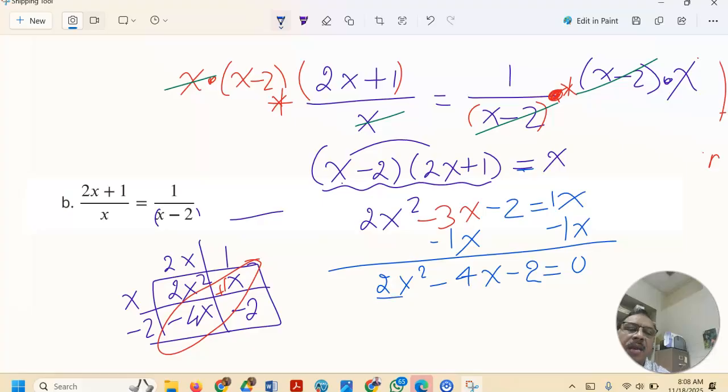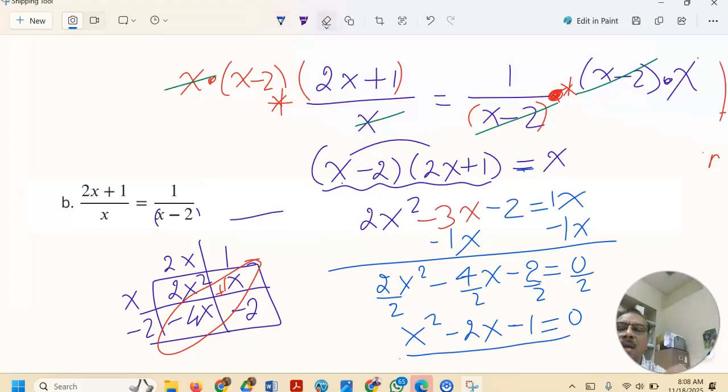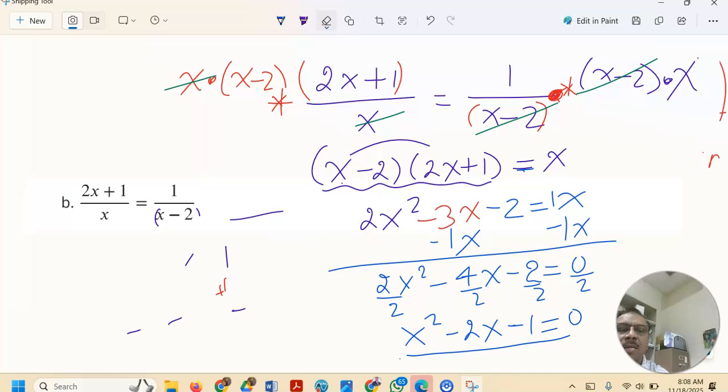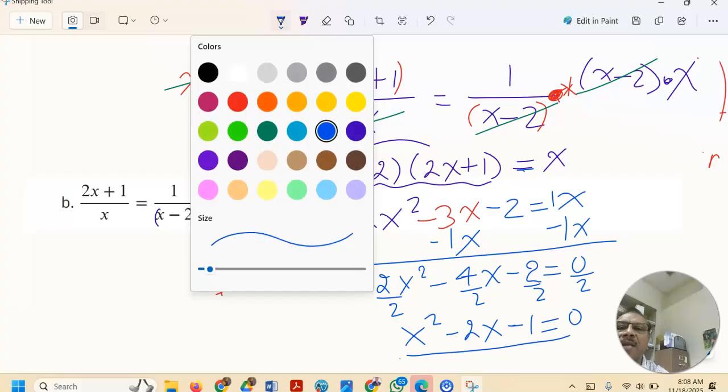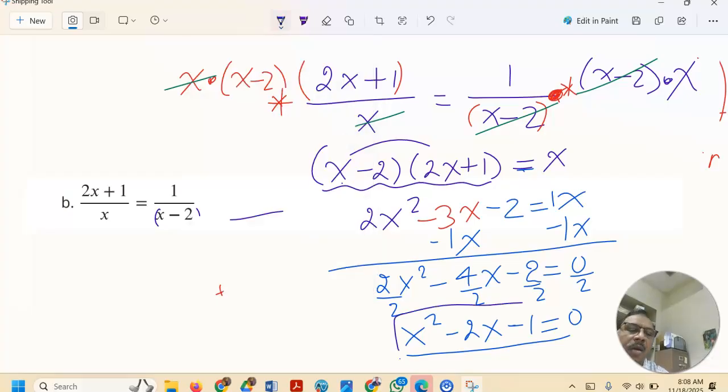Then we can see that we can always divide all of these numbers by 2. We get x squared minus 2x minus 1 equal to 0. Now this one we'll have to use quadratic. Let's see whether we can factorize this. You'll see we can't. This one is not possible to factorize. So what we're going to do is use the quadratic formula.